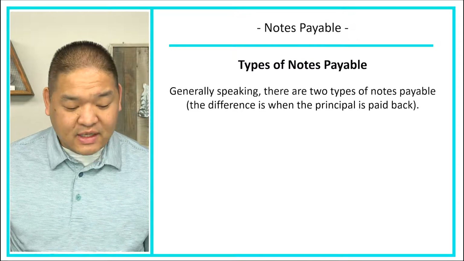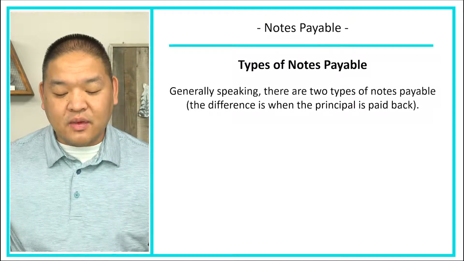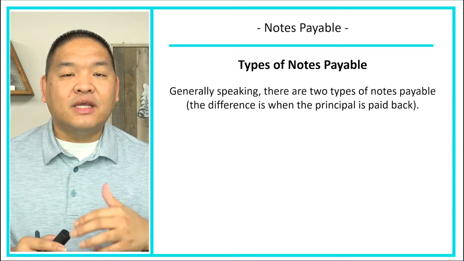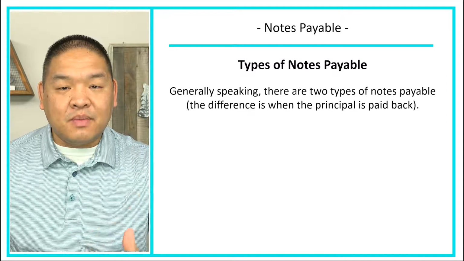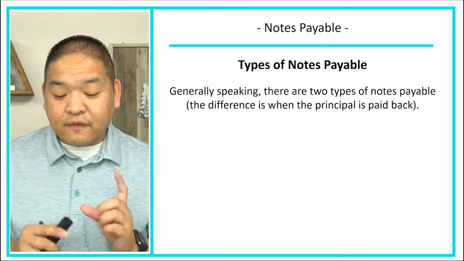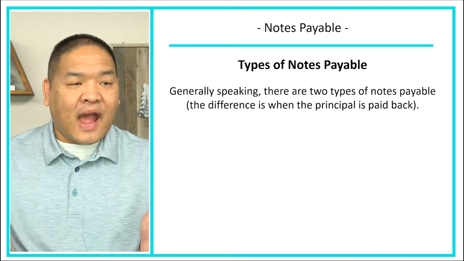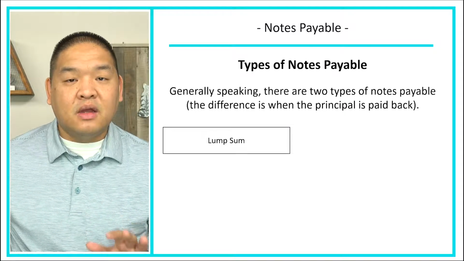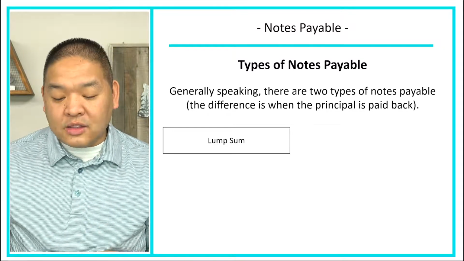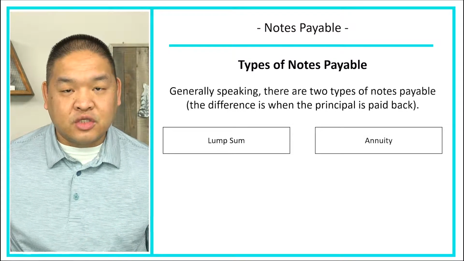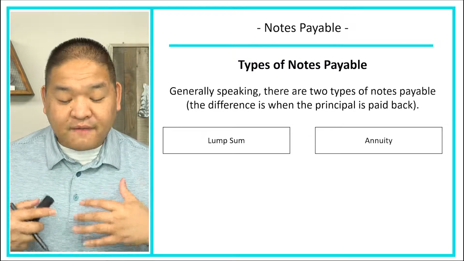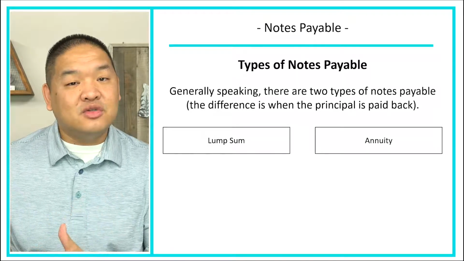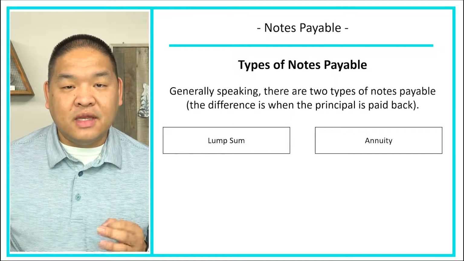Generally speaking, there are two types of notes payable, and the difference you need to know is how it's being paid back. How is the principal being paid back to the creditor? The first type, which we're going to look at the most here, is the lump sum version of the notes payable. We also have something called the annuity version. We're going to focus most of our attention on the lump sum, but there could be instances in the future where you're going to need to know how the annuity works.